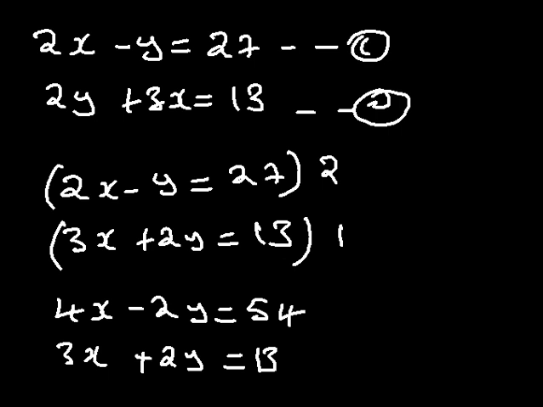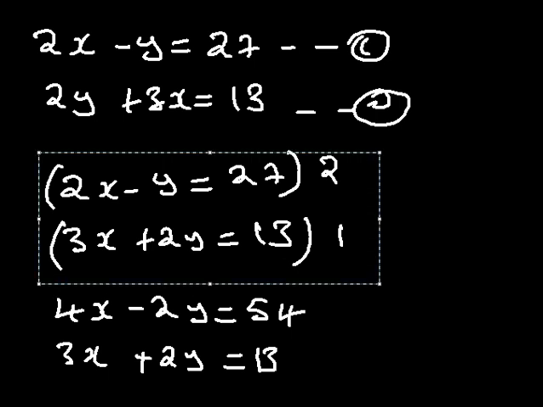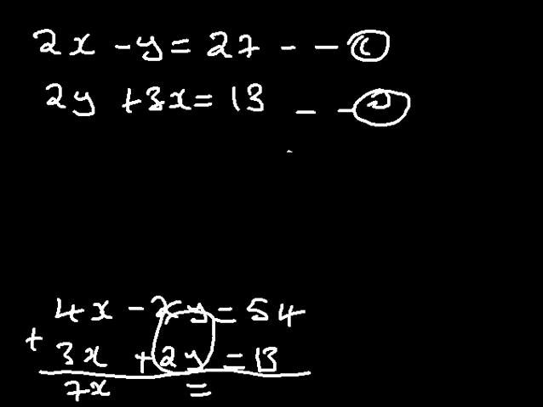So now, how should we have to eliminate y? Should we add the two equations or subtract? Now, since this is a negative and this is a positive, we just have to simply add the two equations. So which means we'll add the two equations there. Then now we'll have 4x plus 3x, that is 7x, and that is equal to 54 plus 13. So what will be that?